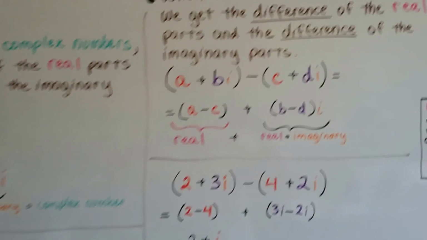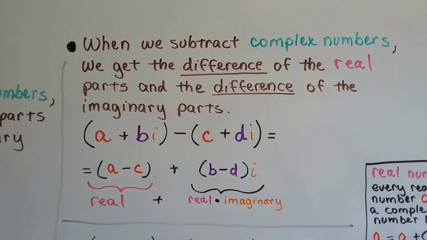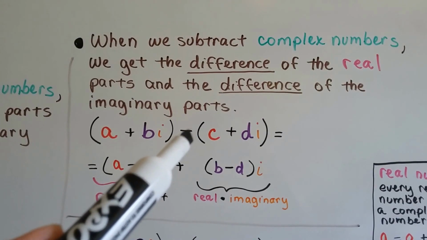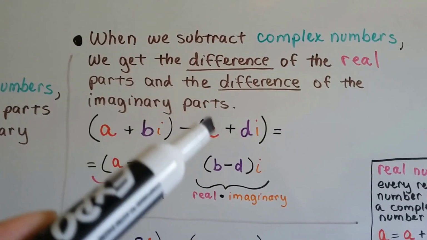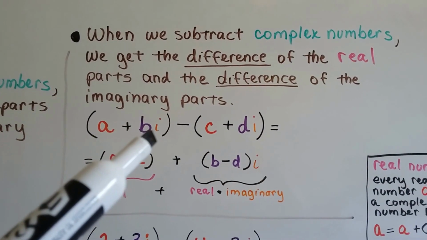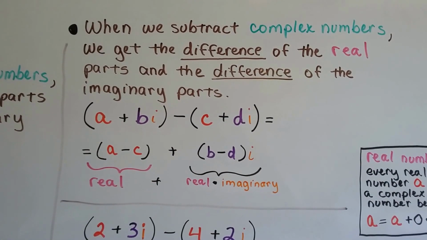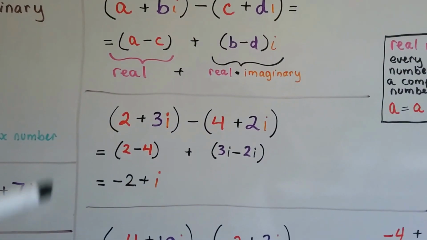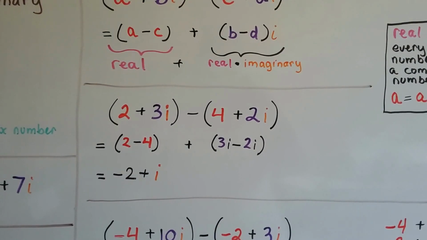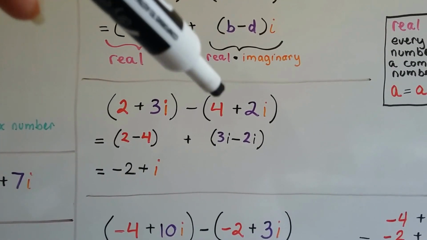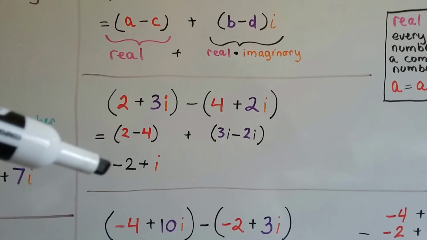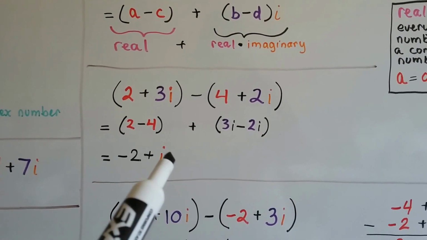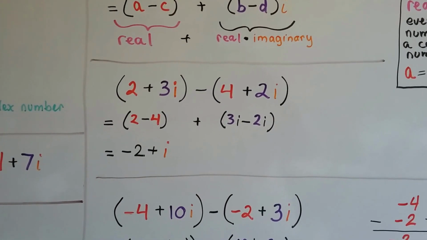When we subtract complex numbers, we get the difference of the real parts and the difference of the imaginary parts. So now, when we have a subtraction sign in between them, what we're going to do is a minus c plus bi minus di. See? We get the real part plus the real times imaginary. If we have 2 plus 3i minus 4 plus 2i, we do 2 minus 4, which is -2, and we do 3i minus 2i, which just gives us i. So we have -2 plus i.